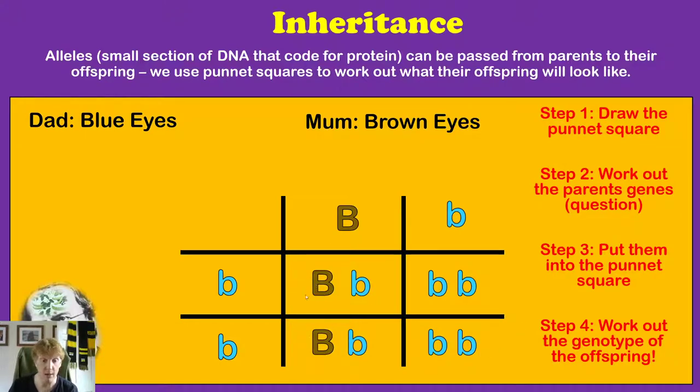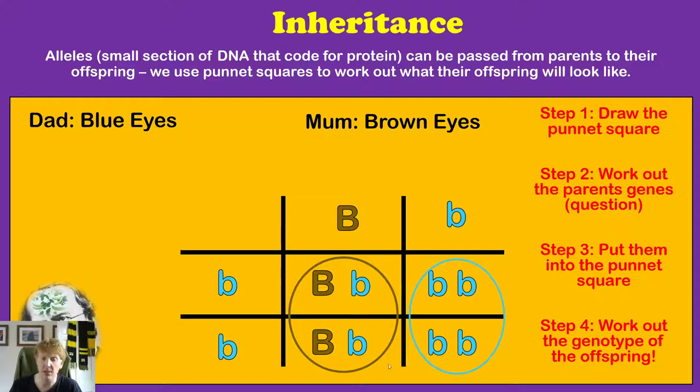We've got a big B, little b, a big B, little b, a little b, little b, little b, little b. So these two individuals here would have brown eyes because they've got the big dominant B allele, whereas these two individuals would have blue eyes because they're homozygous recessive, or they've only inherited the blue eye allele here.